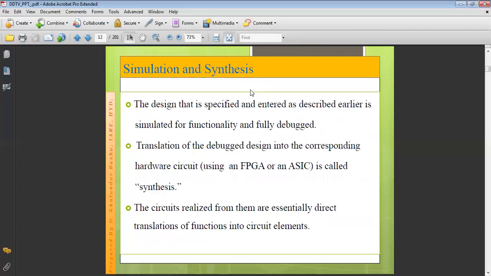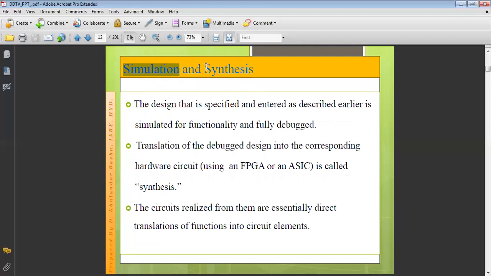And next, I'd like to talk about the simulation and synthesis of the digital circuit. What is done by simulation? Verification of the functionality of the circuit is known as the simulation.